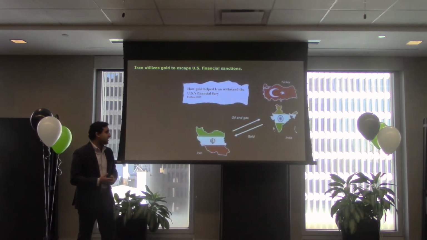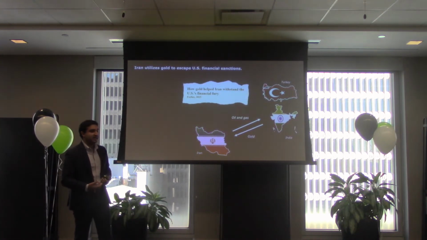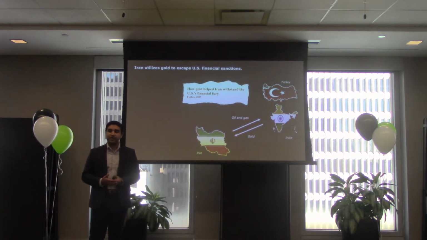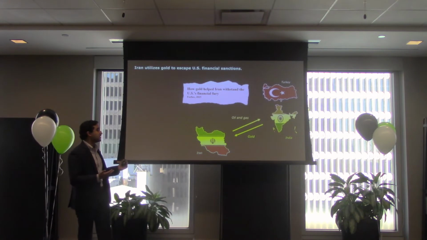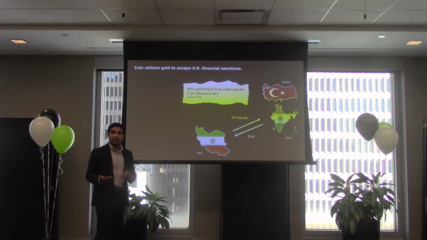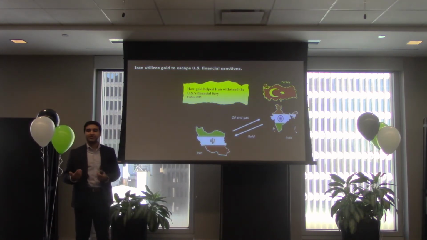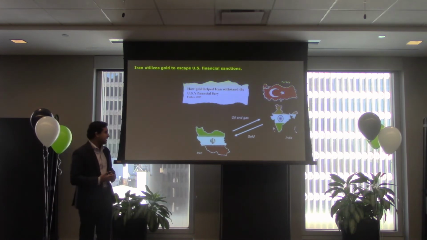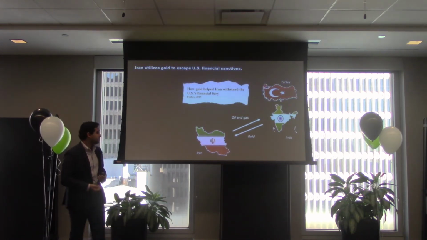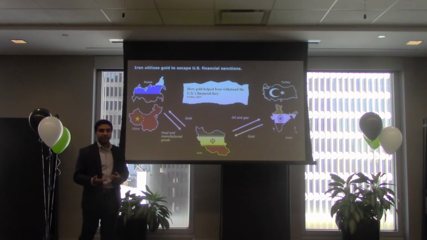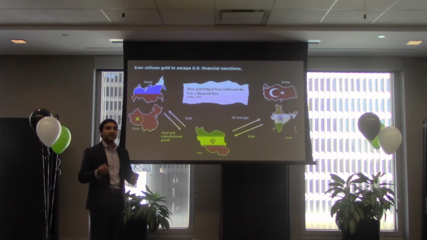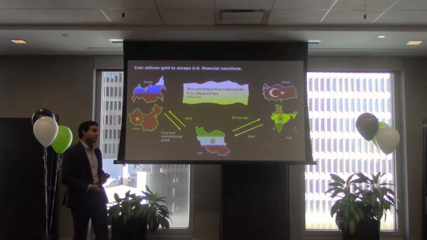So how this worked is that countries like Turkey and India that were big importers of Iranian oil would actually buy gold or sell gold to Iran. And in exchange, Iran would give them oil and gas. Iran would then take that gold and trade it with countries like Russia and China, who would then give them manufactured goods or food.